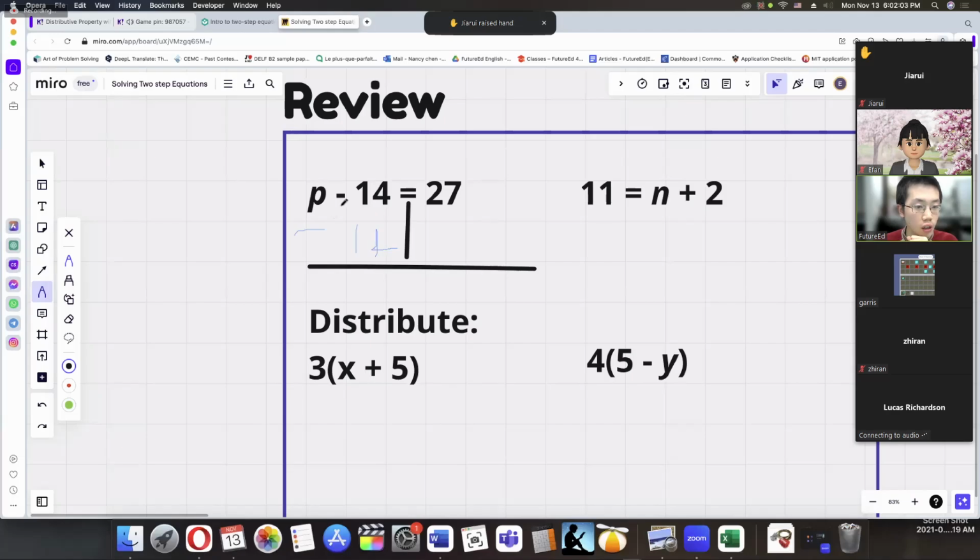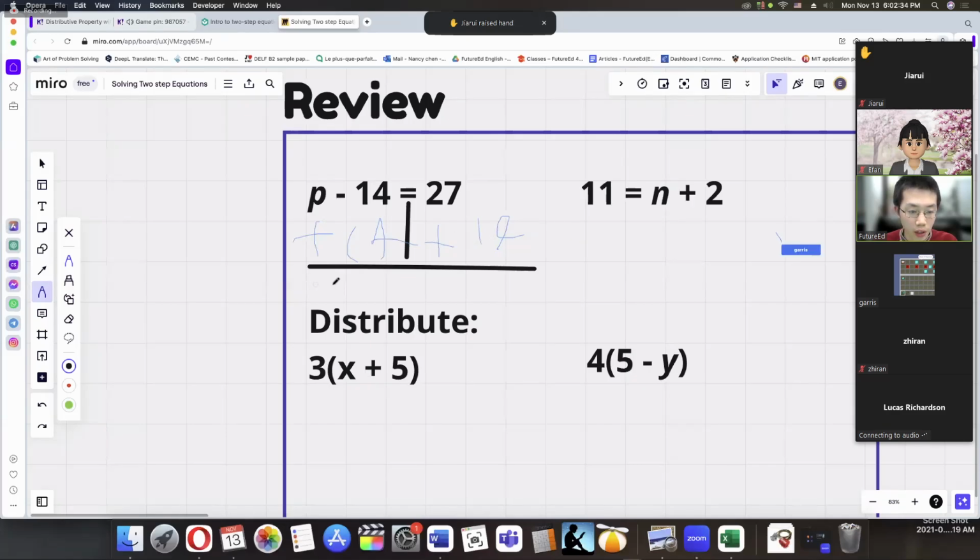And Ziran, this is a negative sign, not a positive sign. So remember, Garrus, whenever you see a negative sign, you want to do the opposite. So what's the opposite of subtraction? Addition, exactly. So you add a 14 on the left side, and what about the right side? Exactly, you add a 14 on the right side.